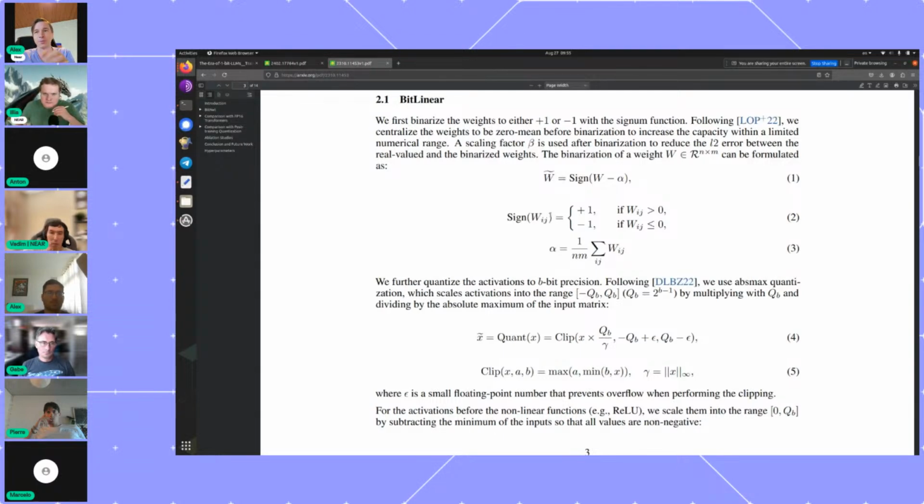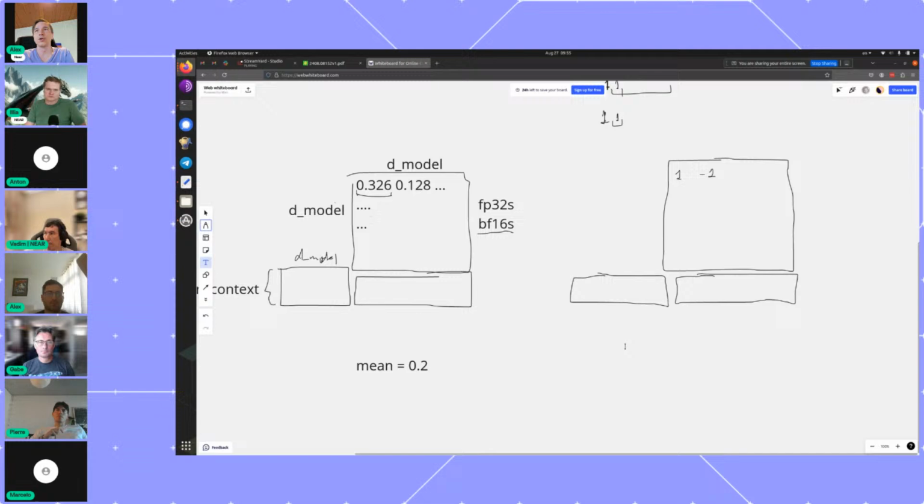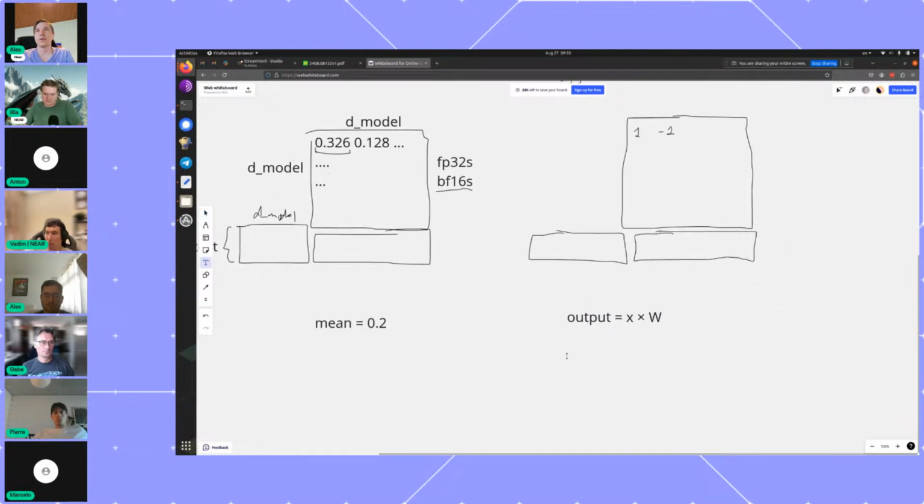And presumably beta is that, in this particular case, and for the second paper that we're going to switch to in a second, they do have code, so we will see this is more or less what happens. So effectively, if before the output was equal to x times w, then the new output would be equal to x times the binarized w, times the mean, something like this.